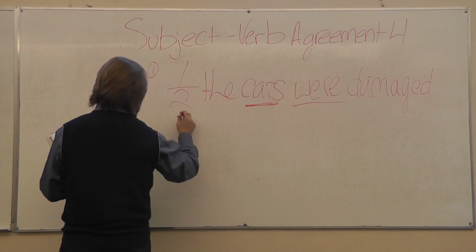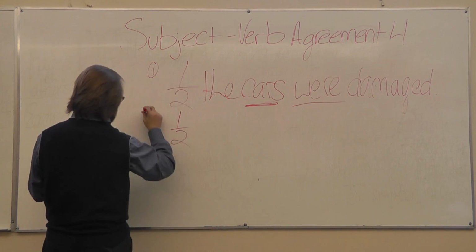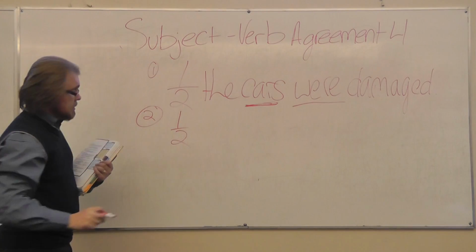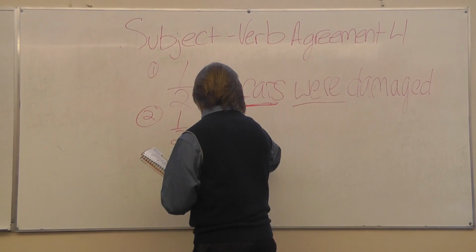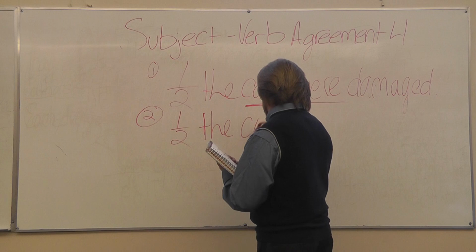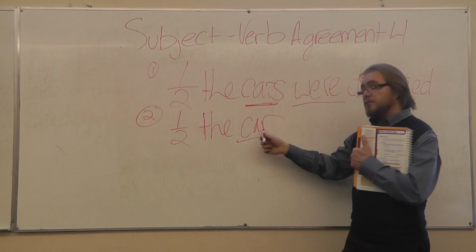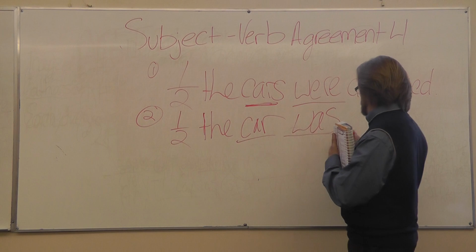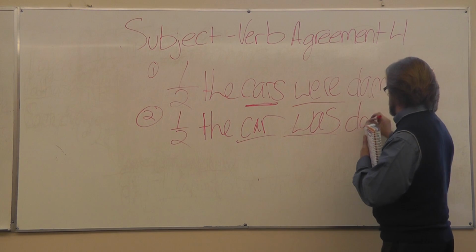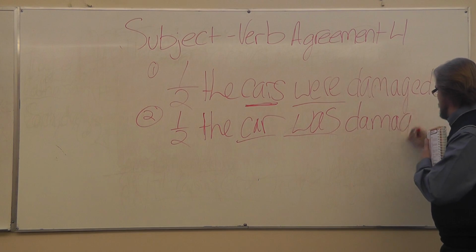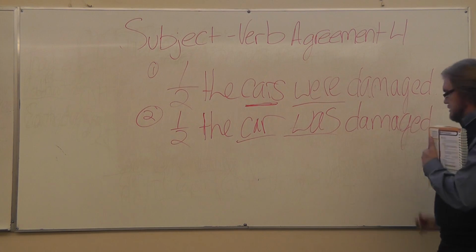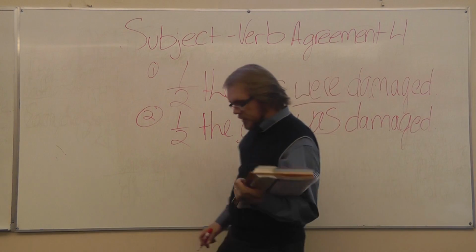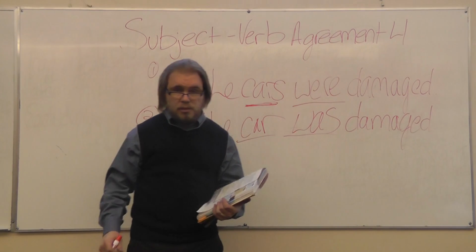Now, if I did the same sentence, this one's going to be singular. If I did the same sentence, and my key word here, half of what? Half of the car, this word is singular, then we're going to switch it. The verb is going to be singular. Half the car was damaged. All right? And this applies to any fractional amount.